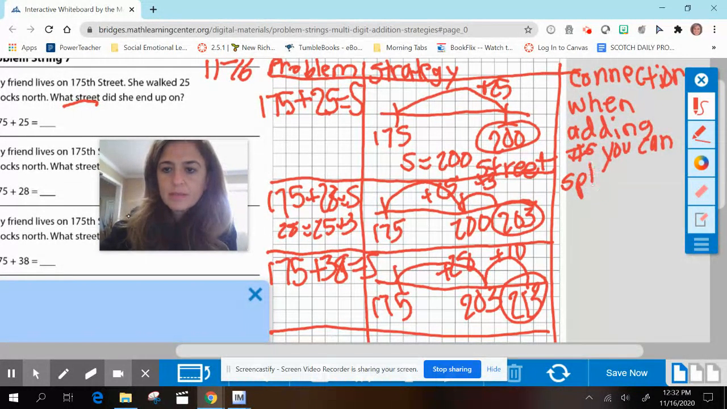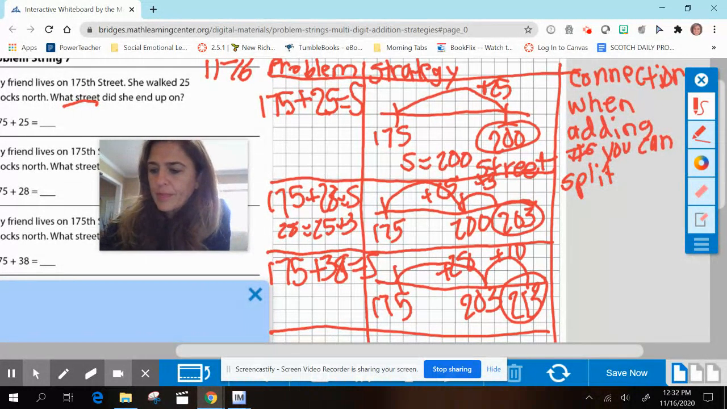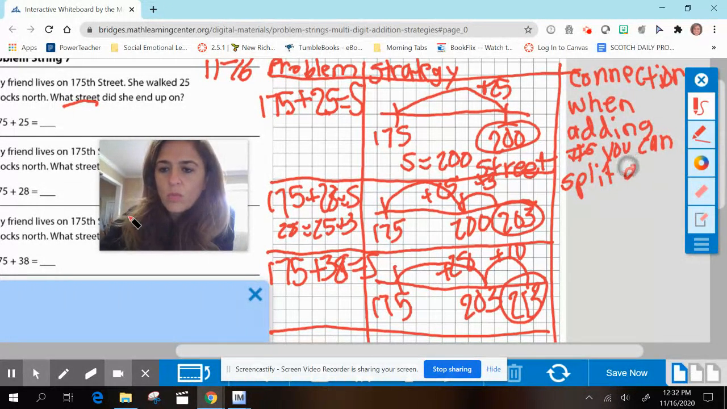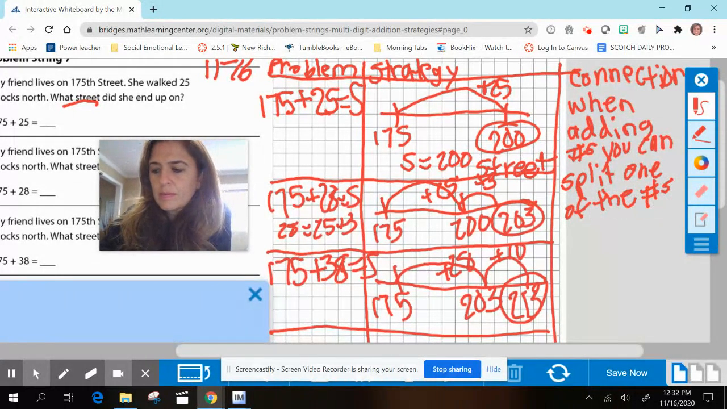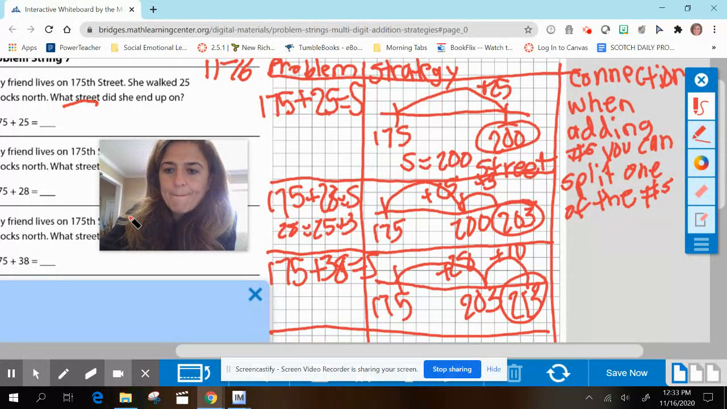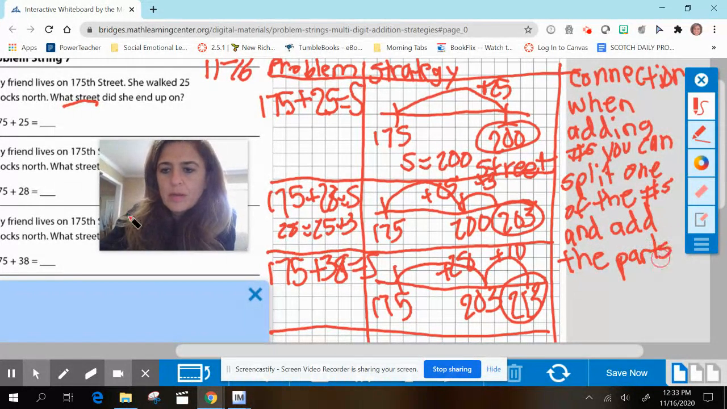split one of the numbers and add the parts separately.